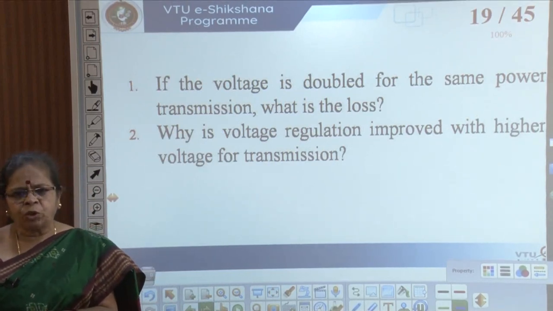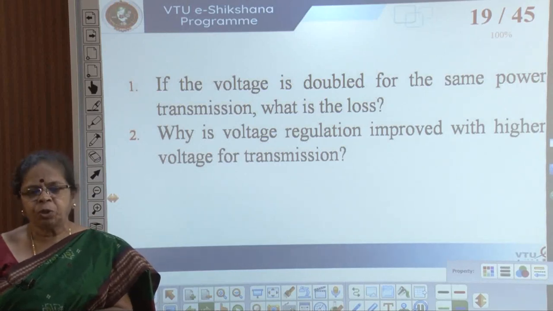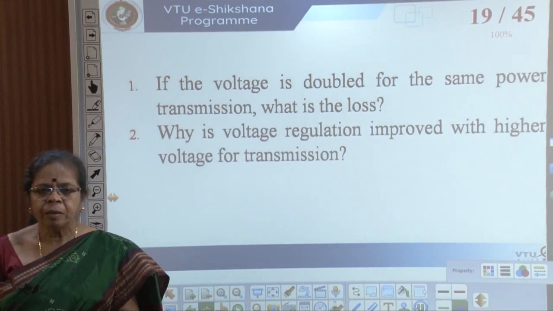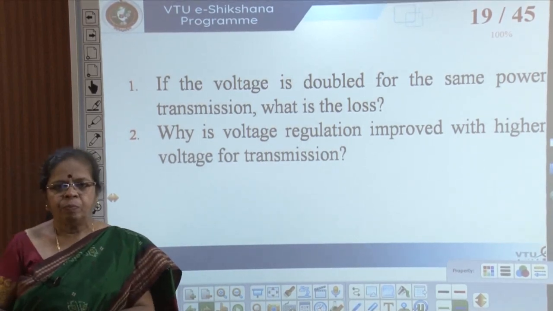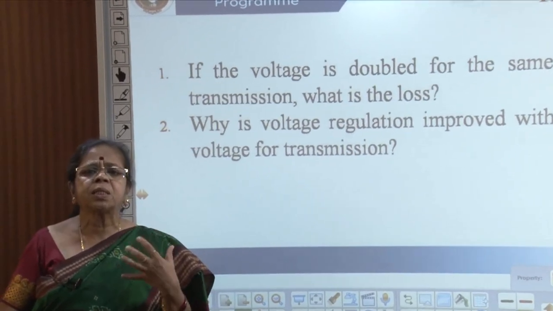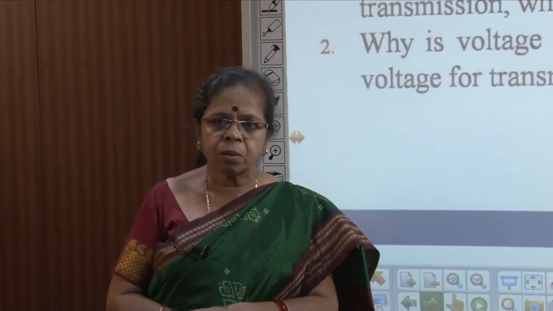Now I have a simple question. If the voltage is doubled for the same power transmission, what is the loss? Let us say I am transmitting a power at 33 kV. Instead of transmitting at 33 kV, I transmit at 66 kV. So I have doubled the voltage. What will happen to the loss?